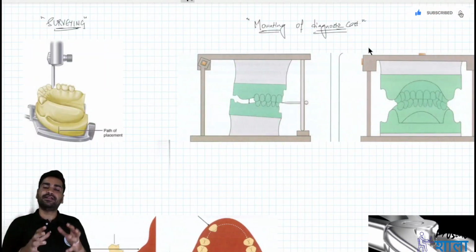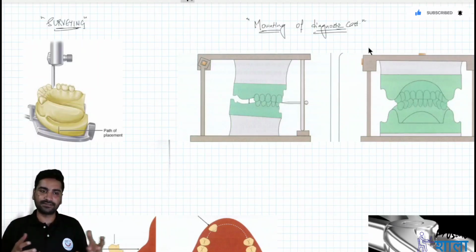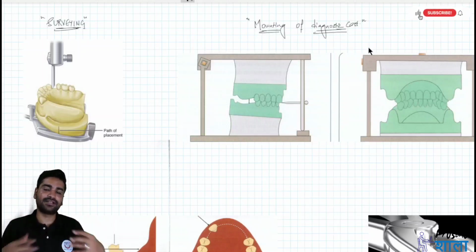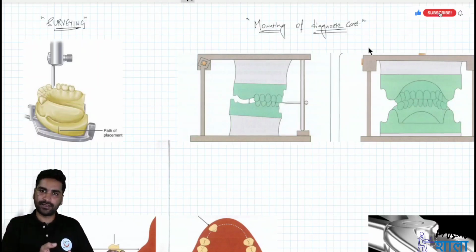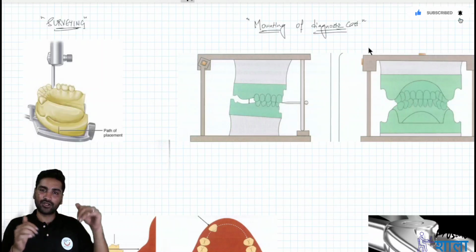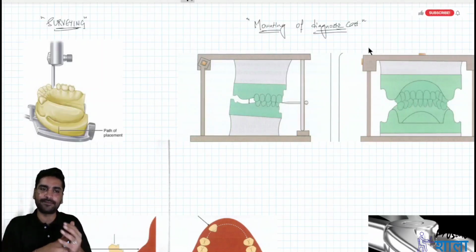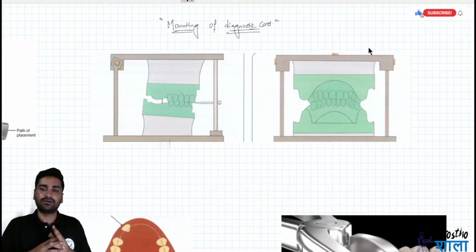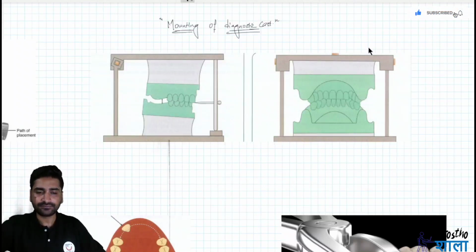Surveying will be covered as a separate chapter or a separate lecture of an hour, where there are a lot of things. Just to keep in mind, what we'll do in the derived diagnosis is you take the impression, pour the cast, trim it, keep it ready, then place it on your surveyor, survey, and determine the path of insertion, the undercuts, the contour of the teeth. Everything pertaining to surveying we'll discuss in a separate chapter. Apart from surveying, you mount the diagnostic cast, and you mount and check the position of the teeth, the occlusal status of the teeth.